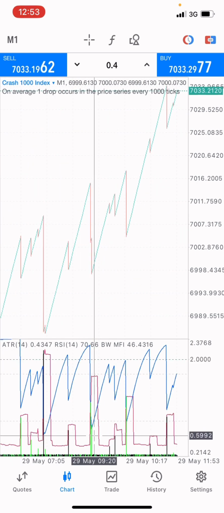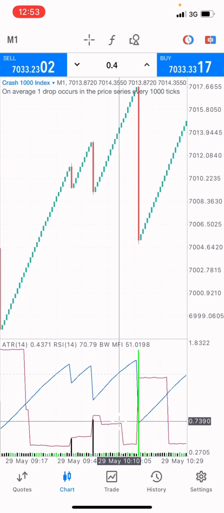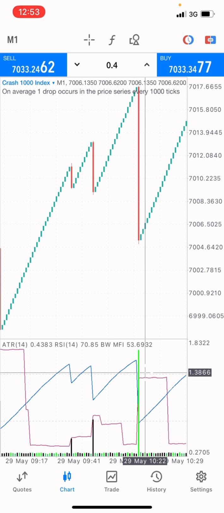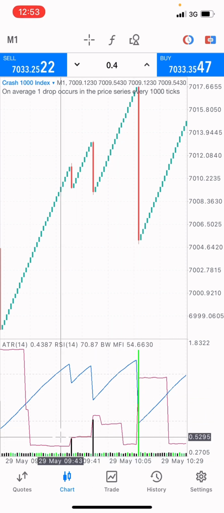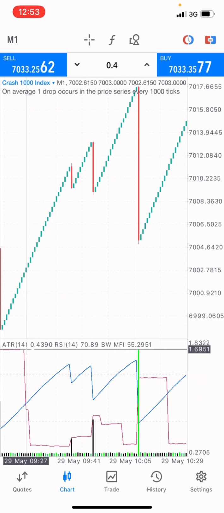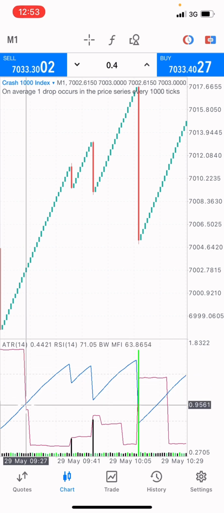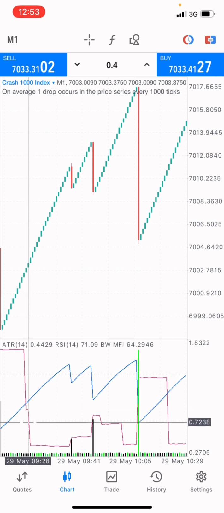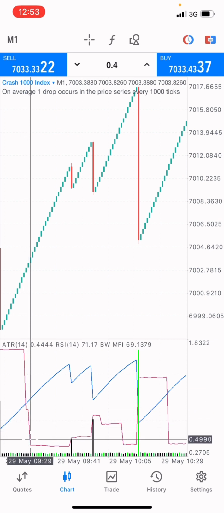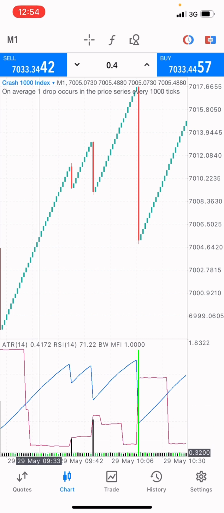So this is how to trade crash and spike, and this is how to trade and make profit, guys. You can see right here at this downtrend, right? You can see there was a curve again. It curved and went down. There was no spike.